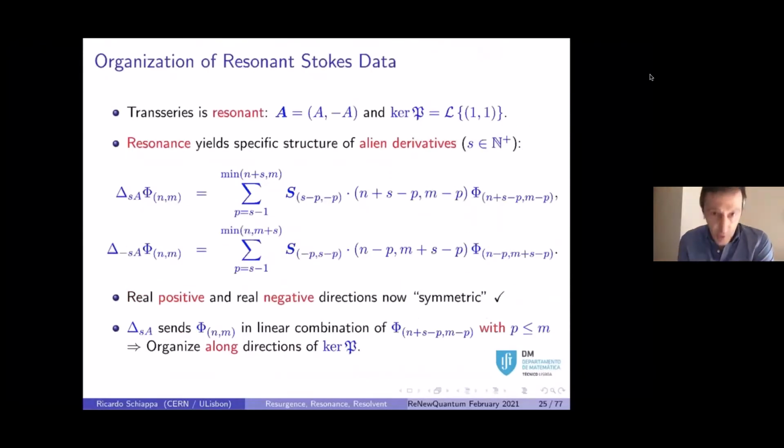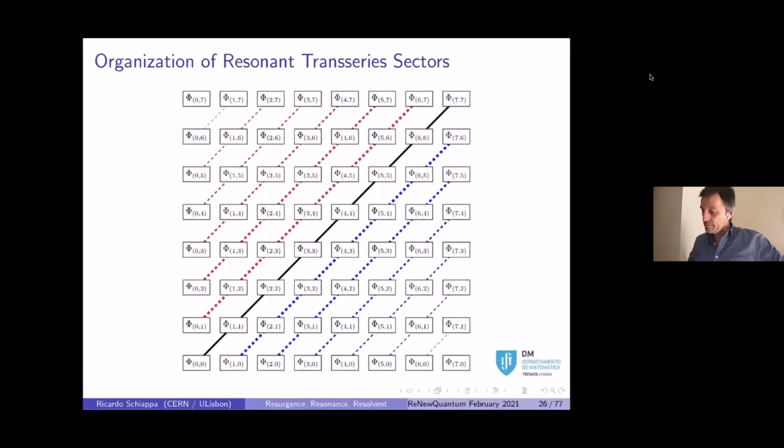The trans-series is resonant, once again, our second favorite R, A minus A, and the kernel is non-trivial, is the span of the 1-1 vector. And this means that alien derivatives actually have a very, very symmetric reorganization. Let me actually show you immediately the plot. So if this is my building blocks of the trans-series, my asymptotic sectors of the trans-series, this diagonal direction is the direction of the kernel, and alien derivatives along blue and red directions are basically very symmetric.